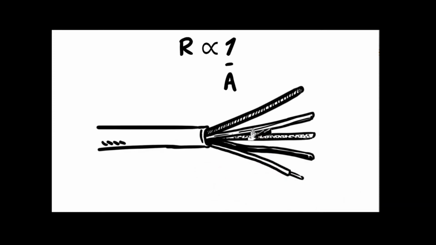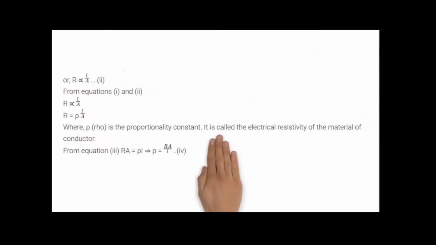Thus, resistance, R, is proportional to 1 by area of cross-section of conductor, A, or, R is proportional to L by A. From equations 1 and 2, R is proportional to L by A. This gives R equals ρ into L by A, where ρ is the proportionality constant. It is called the electrical resistivity.